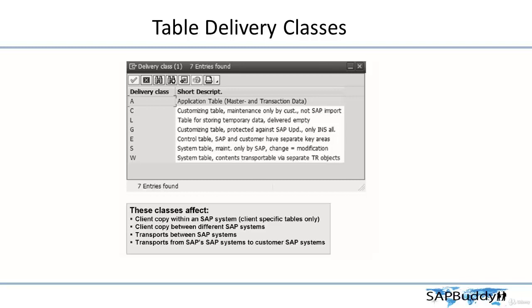Then we have delivery classes S, E and W for tables containing the control and SAP system data, such as TADIR and TSTC, because TADIR and TSTC are all system related. TSTC is the table where it saves the program versus the T-code information. So we have quite a lot of tables which are again defined by SAP, and table class W is, for example, the SAP system table, an internal table, we can say.